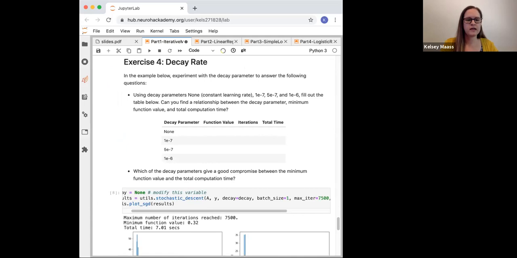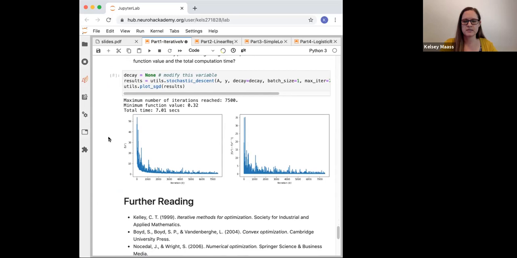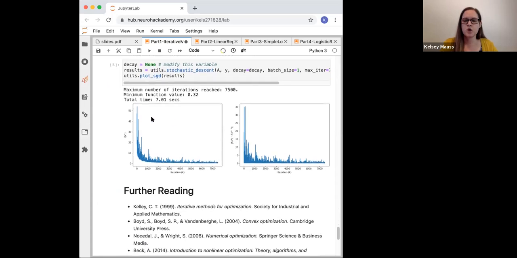So the final exercise in this notebook explores the learning rate schedule. In this case, we're using a learning rate that's influenced by this decay parameter. This influences how quickly our learning rate, or our step size, decreases. This is our same example as above, using a mini batch size of 1. And here we have no decay parameter. So we have a lot of variance in our function values as we iterate. But you can play around with changing this decay parameter.